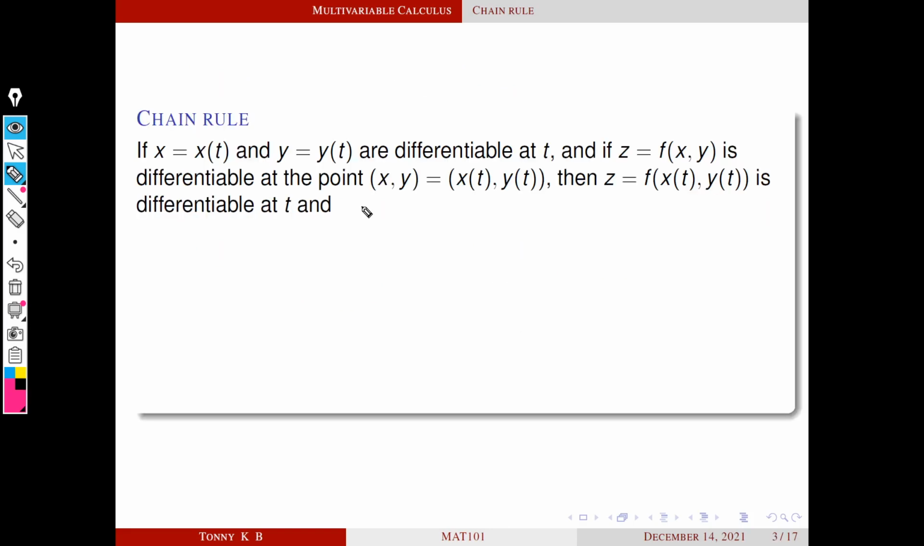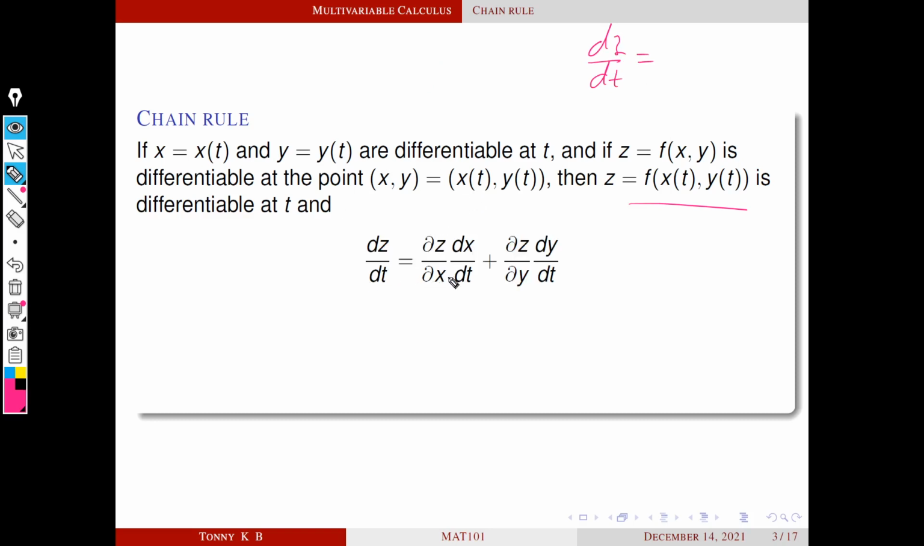Let's see. Okay, this is the analogous statement of the problem for a two variable function. If x is equal to x of t and y is equal to y of t, that means x and y are functions of t, are differentiable at t, and z is a function of x and y. Then z is equal to f of x of t comma y of t. Ultimately, now we can express z in terms of t, right? That means we can differentiate z with respect to t. So the question is, what is dz by dt?